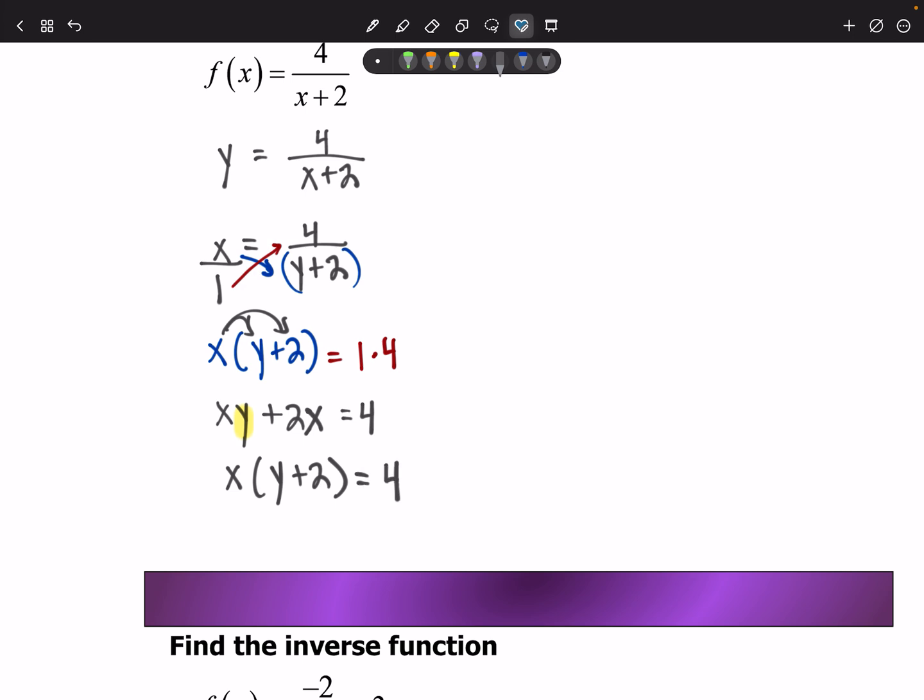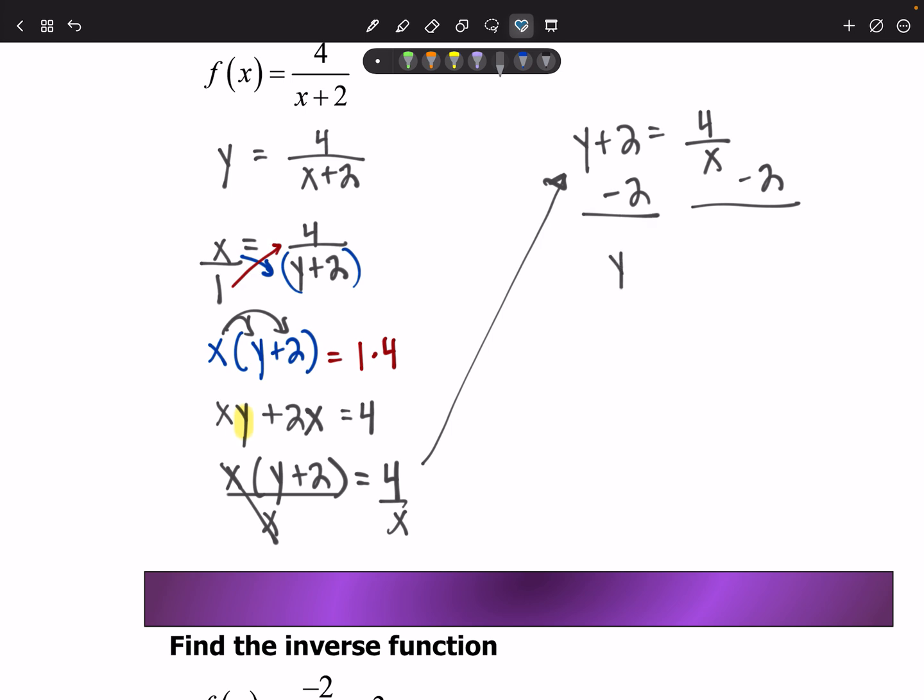And now I'm going to, instead of having something messy, divide both sides by x, and look at how nice and neat that is. We've got y plus 2 equals 4 over x. And now all we need to do is subtract 2 from both sides. So we've got y on the left, and we've got 4 over x minus 2. And that's f inverse of x is equal to 4 over x, and then minus 2 on the outside of that rational function.